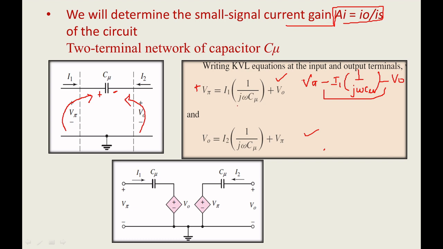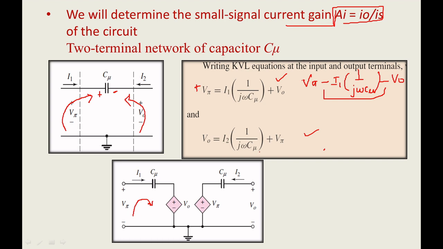The reactance is 1 by j omega C mu, right? Here it is written in terms of capacitance. So the current across the C mu will be I1 and the drop is V naught. With that, your input equation is drawn in terms of a model.